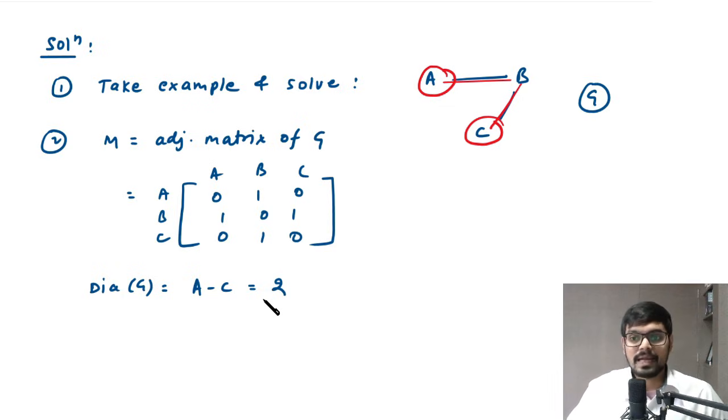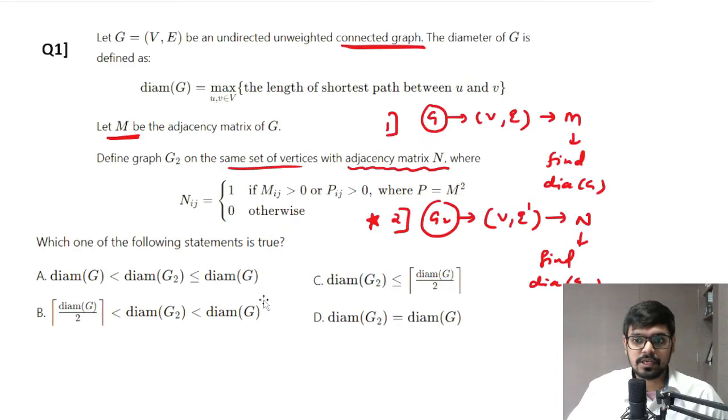Now, the G2 direct graph is not given. We do not know the direct graph, but what we know is there is a relation between the adjacency matrix N and the M matrix. Here they are saying N_ij element is 1 if your M matrix element is greater than 0 or P matrix element is greater than 0, where P is M square. So now I need M square first, then only I will say the P matrix is ready.